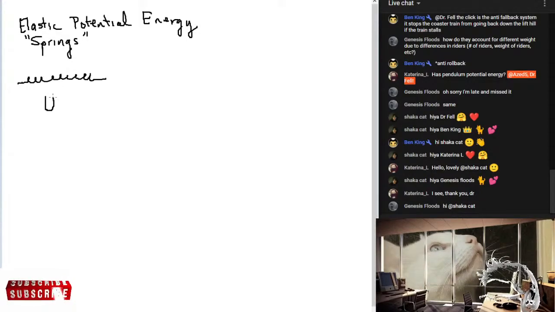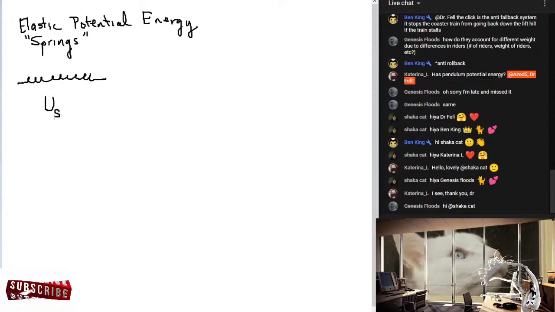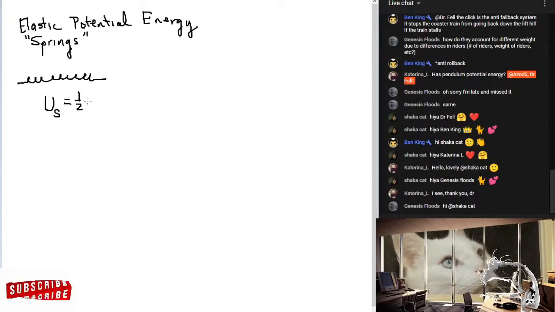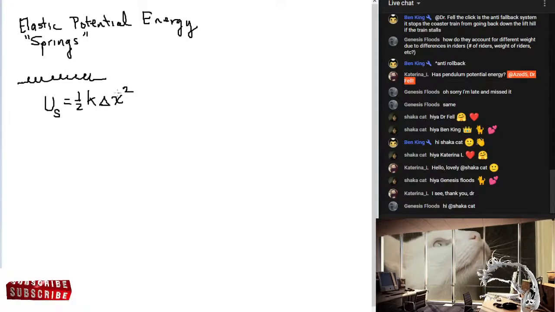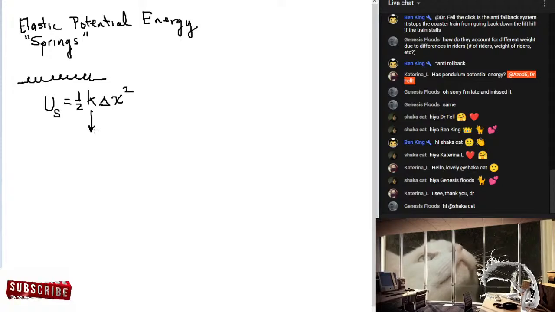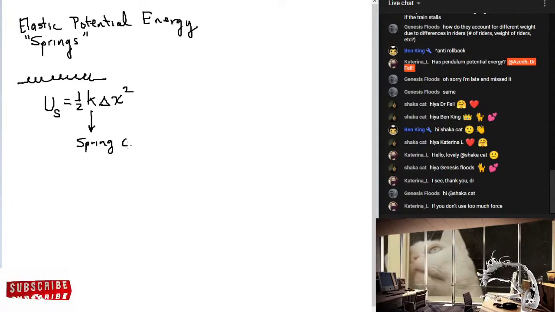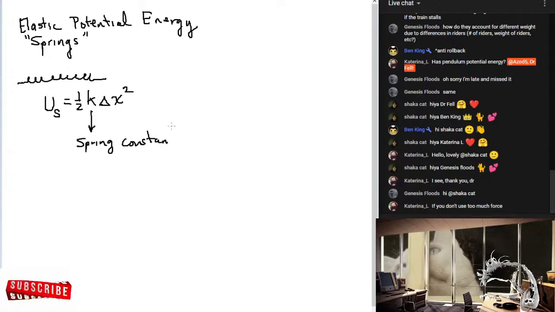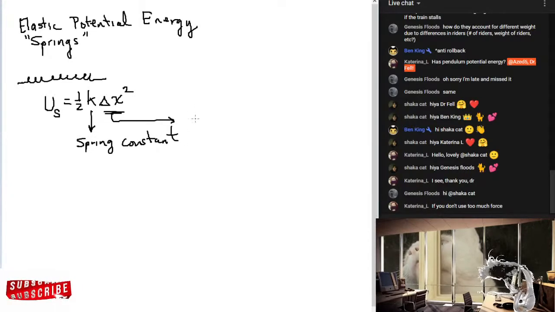So the potential energy of a spring equation is 1/2 K delta X squared. K is the spring constant, and this delta X is how much the spring is stretched or compressed.